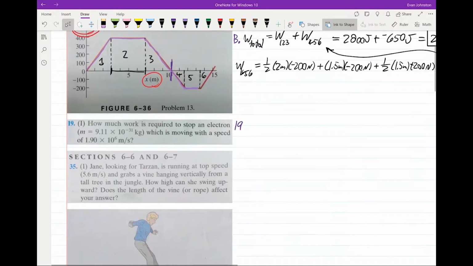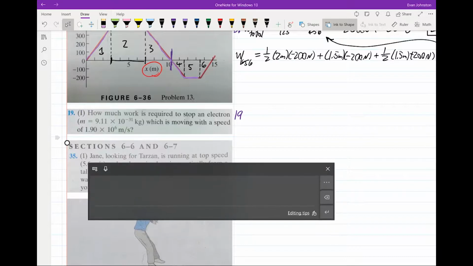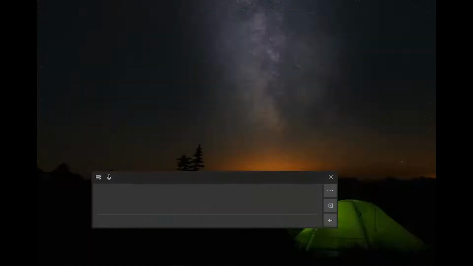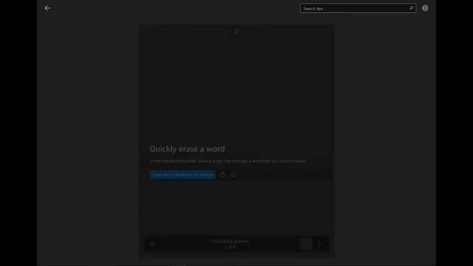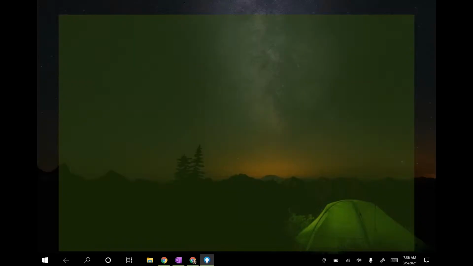Excellent. So now, question 19. Looking at 19 here, how much work is required? I'm not sure what even just happened there. I'm really sorry. That's odd. I don't need to know how to use the pen.